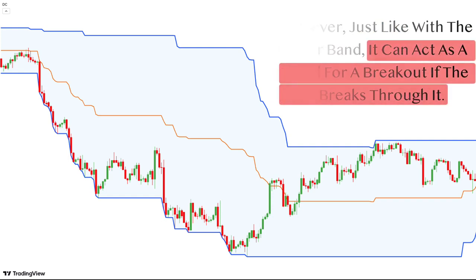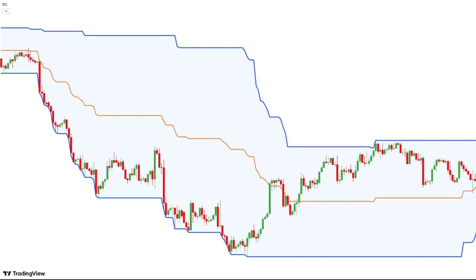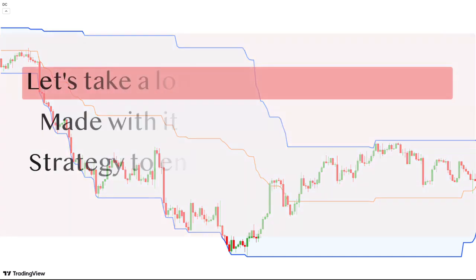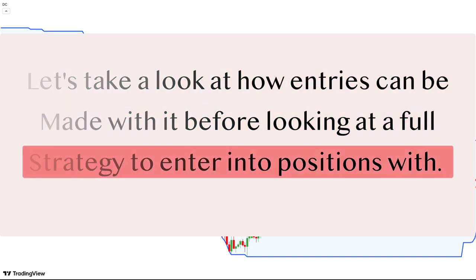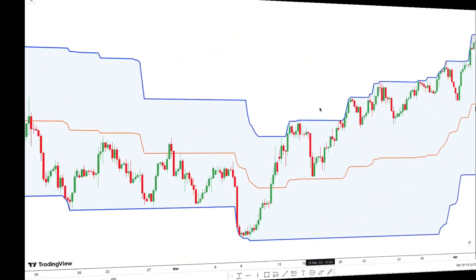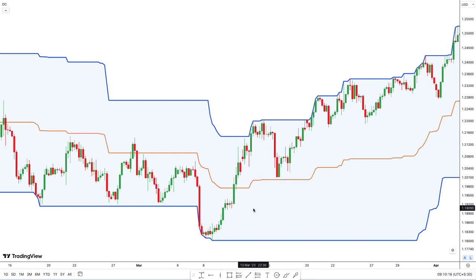Now that we know what the components of the indicator are and how they can be read, let's take a look at how entries can be made with it before looking at a full strategy to enter into positions with. The first method for entering into positions with the indicator involves looking for crosses where the price action closes below or above the middle band.